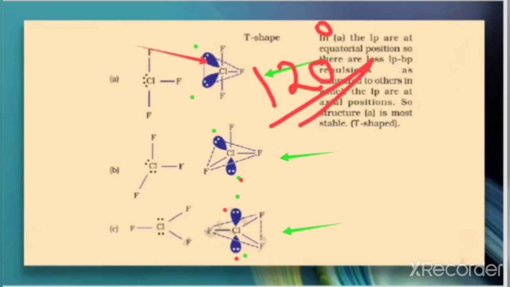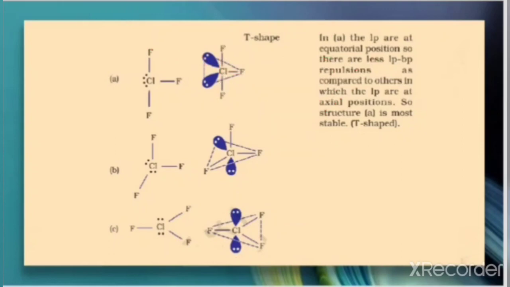Now what will be the shape for this molecule? After removing the 2 lone pairs, what is the shape of this one? Look at here. It looks like a T. So its shape is T shape, after the removal of the lone pairs.